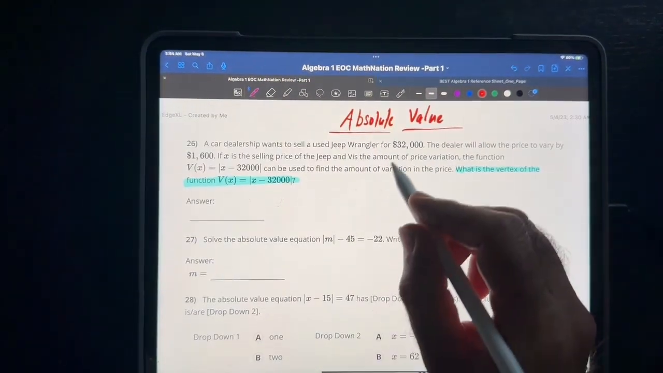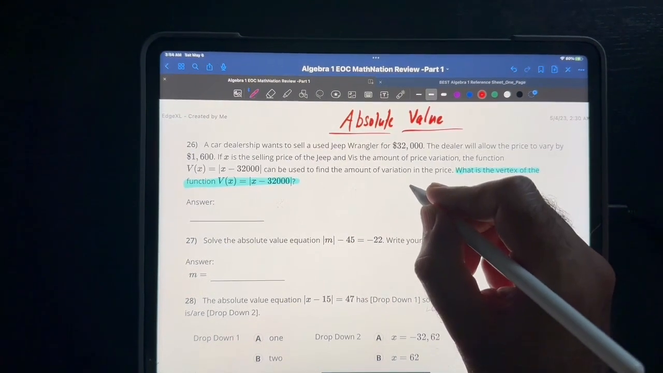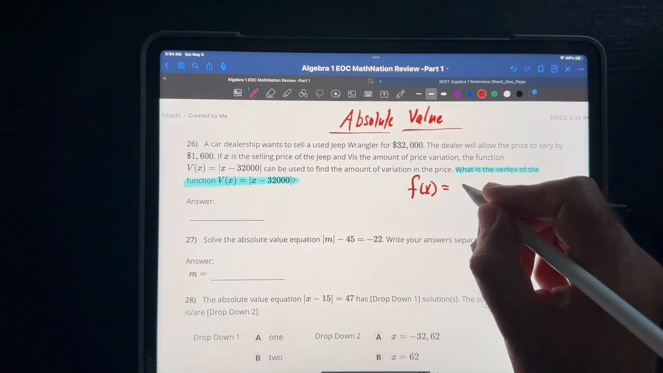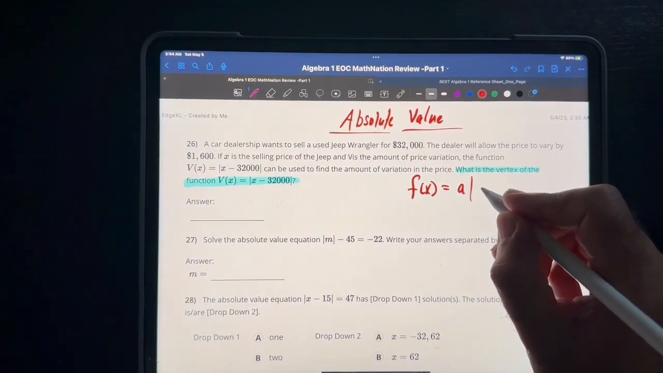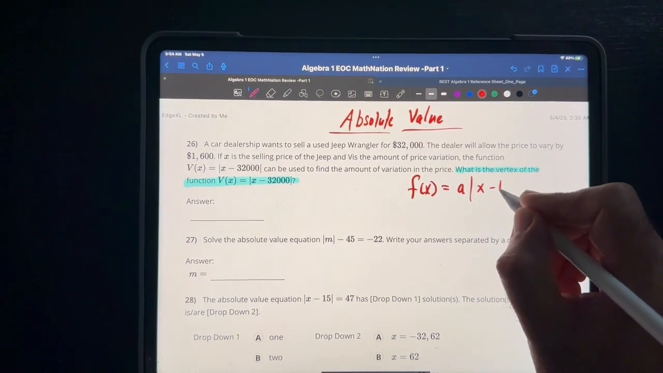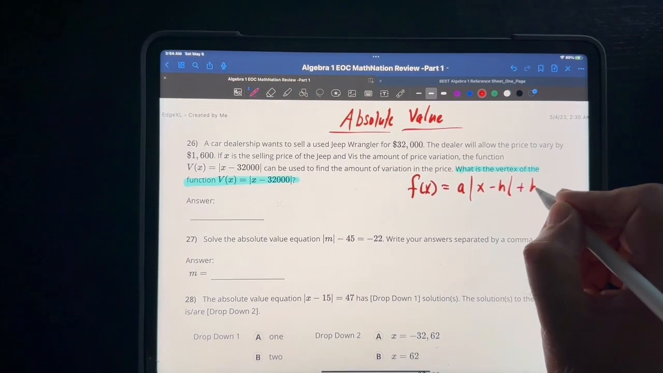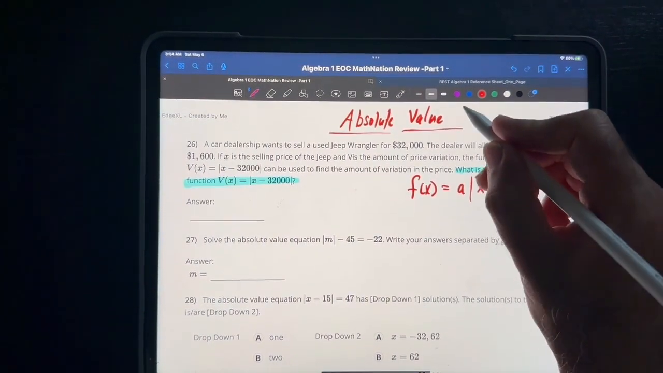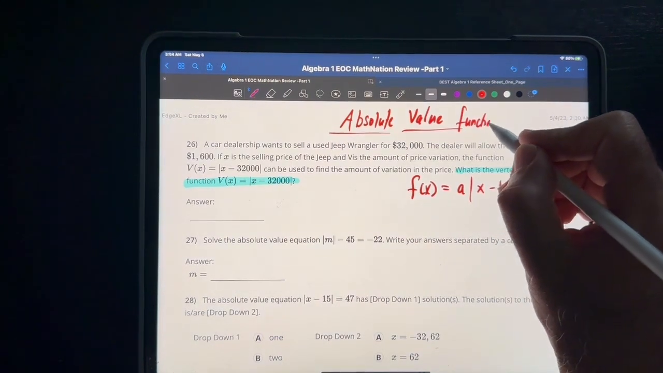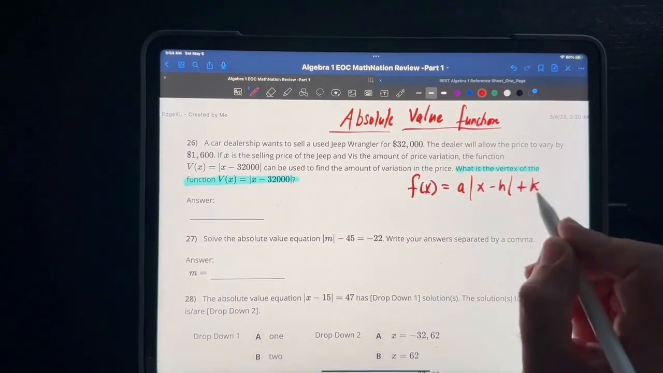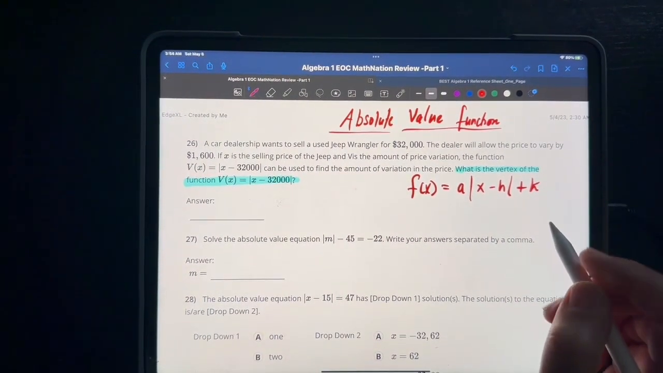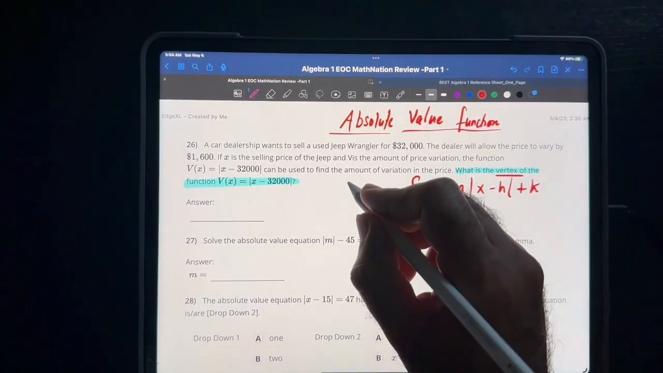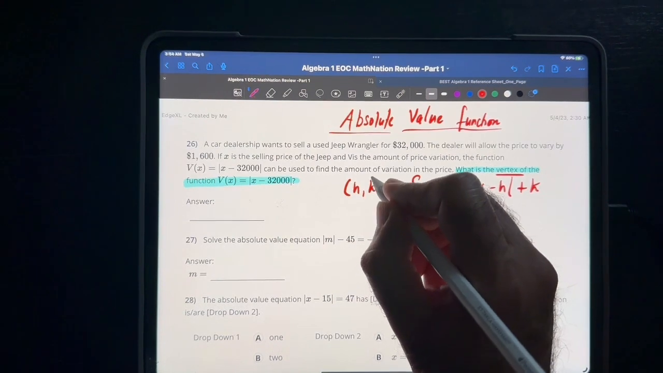So for instance, an absolute value equation looks like this. f of x equals, this is the general form it has, absolute value of x minus h, plus k. This formula is not on the reference sheet. So, all right, this is an absolute value function, and this is what the form looks like. So the h and the k is your vertex. Your vertex is always h comma k.